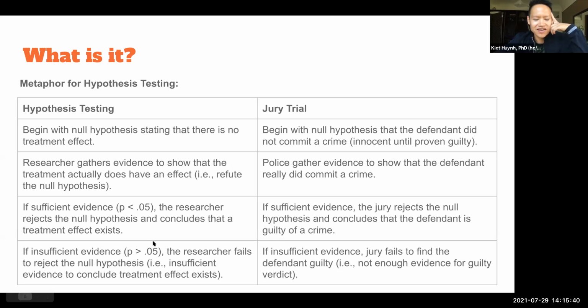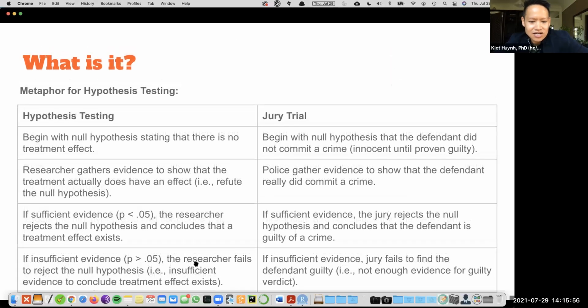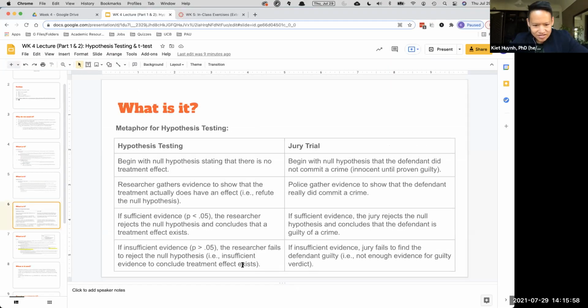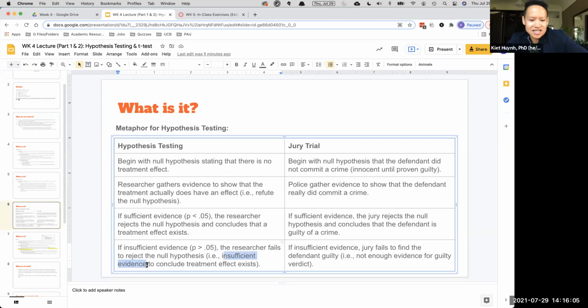Same thing for the p-value. Even if the p-value is greater than 0.05, we don't say that there's no treatment effect, because maybe there's a treatment effect, but we just can't find the evidence. So I would rewrite this and say insufficient evidence to conclude a treatment effect exists. Oh, this is correct, because it's not saying that there's no treatment effect. It's saying that we don't have enough evidence to say that a treatment effect exists.